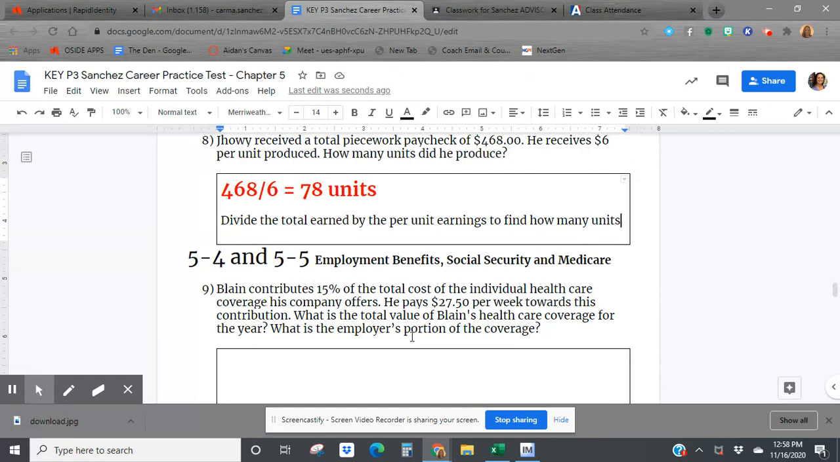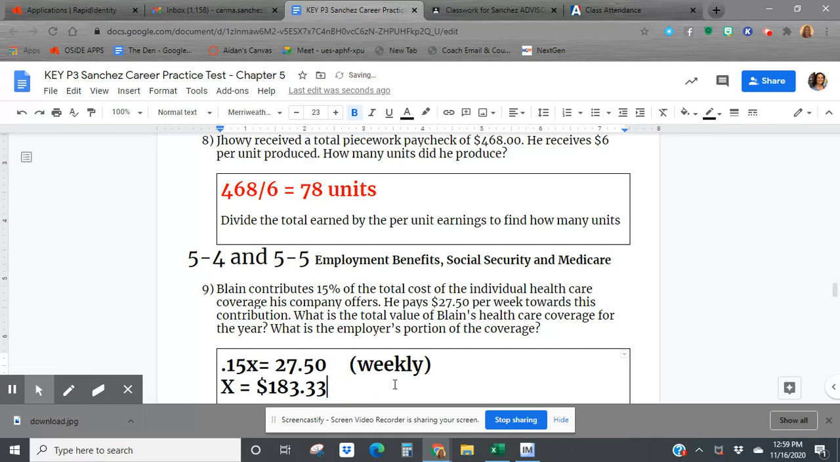Blaine contributes 15% to the total cost of the individual healthcare coverage. So 0.15 of the unknown x is equal to $27.50 weekly. That's his weekly contribution. So keep that in mind because we're going to want to convert that to annually. Divide both sides by 0.15, 27.50 divided by 0.15, and we got 183.33.